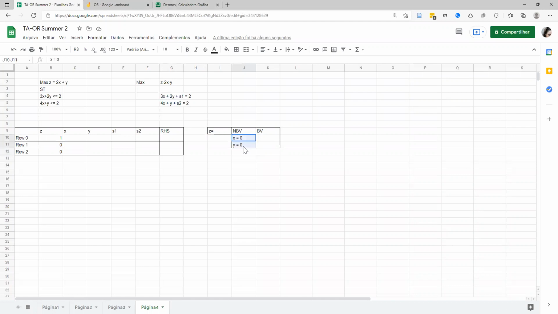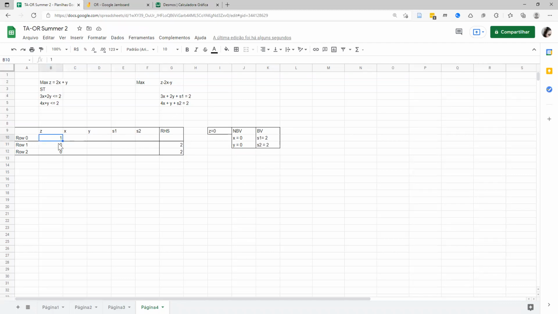But when I put x and y at 0, my slacks will have to have a value, so that these two equalities make sense. The values they have are going to be 2 and 2, because both x and y are 0. So here our basic variables are going to be s1, with the value of 2, and s2, with the value of 2. In this case, when both x and y are 0, of course z is also 0.